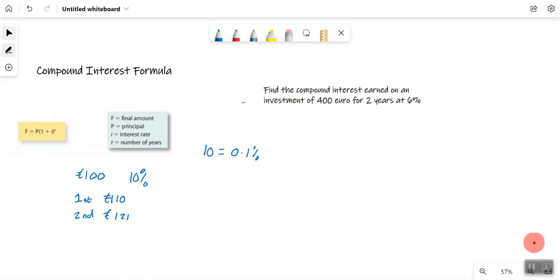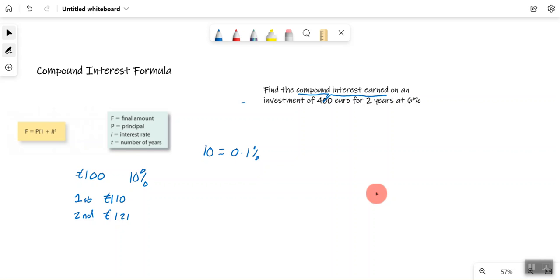So I'll just give you a sec just to read the question. When you're reading the question, you have to try and figure out what you're being asked to calculate. In this question, we're being asked to work out the compound interest earned. That's what the question is asking you for.